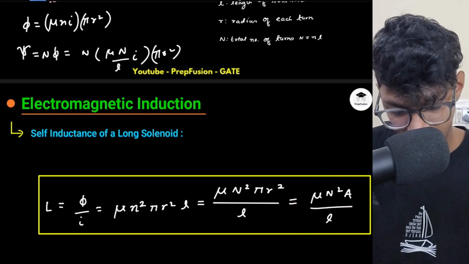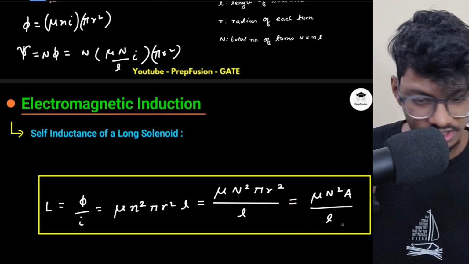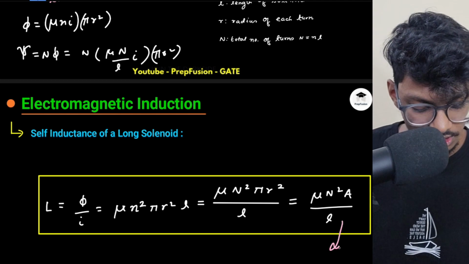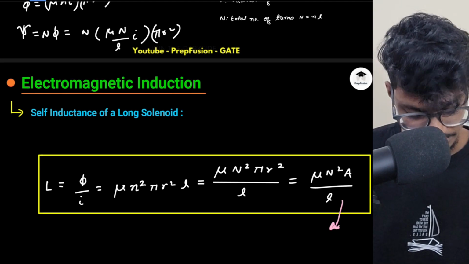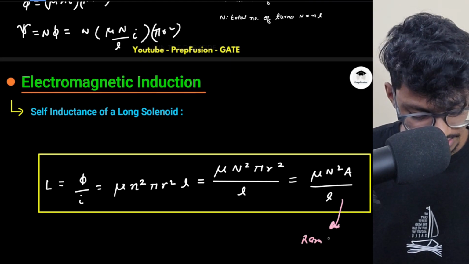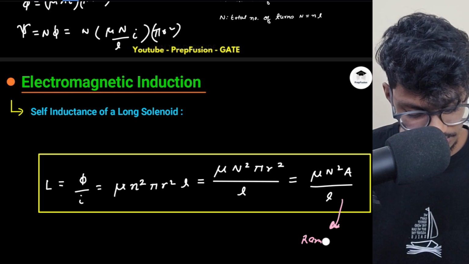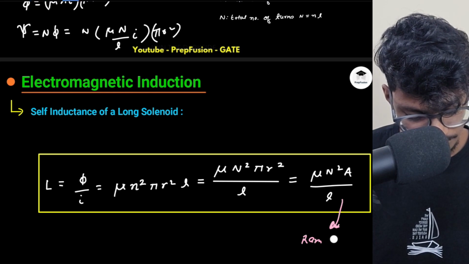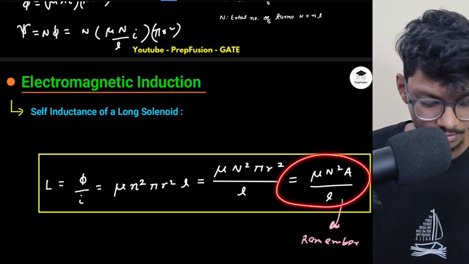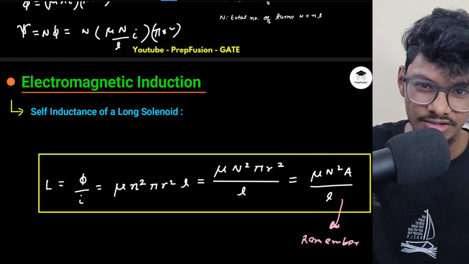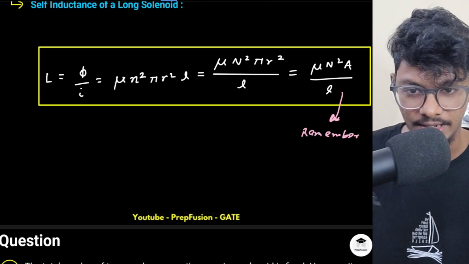The best practice is to derive it. It will take you seconds, but if you don't want to, you can remember this. This is the generalized format of inductance, and I will recommend you remember it: mu N squared A by L. It's just a swapping of the variables. Nothing interesting happening over here.